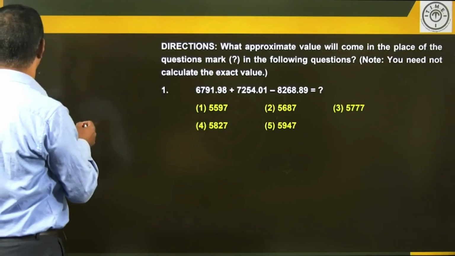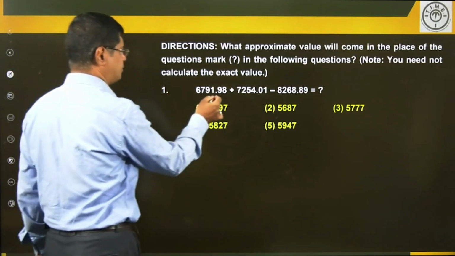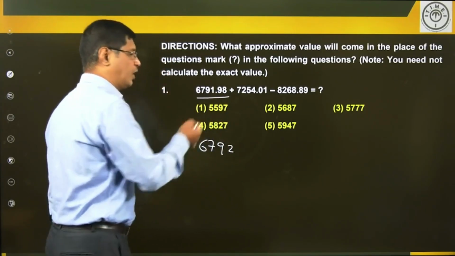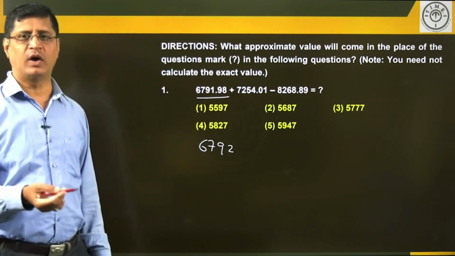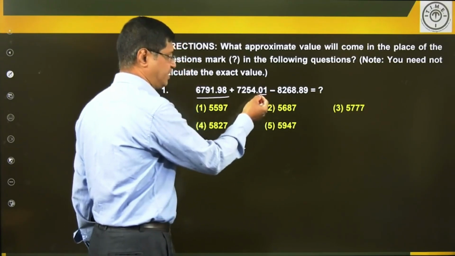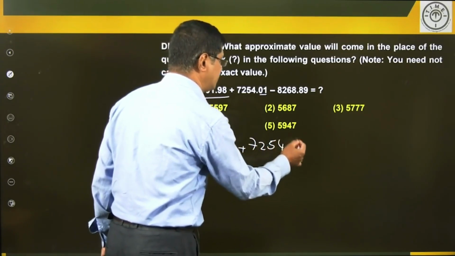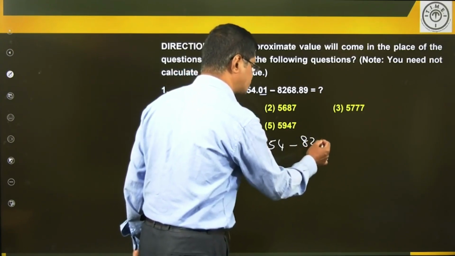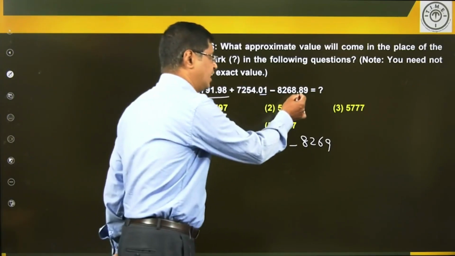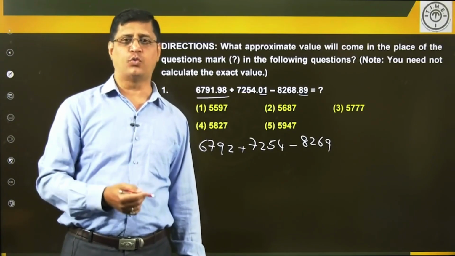The approximate value, if you observe, let me select the pen here. The approximate value to this is 6792. 0.98 is close to 1. Similarly, here what is the result? 0.01 is a negligible value, just ignore. Now what is the result? 7254. Similarly, the third part, 8269. I am taking 68 as 69 because the last two positions after the decimal are 0.89, which is close to 1.